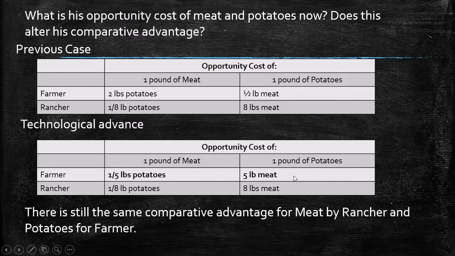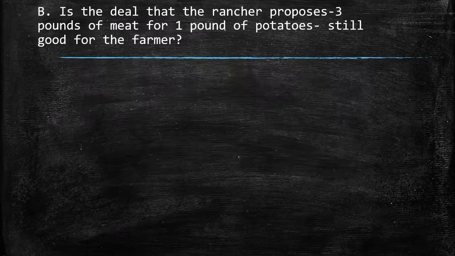So in this case, there is still the same comparative advantage for meat held by the rancher. We see here the price is lower, and here the price is still lower for the farmer, and so the comparative advantage is the same.